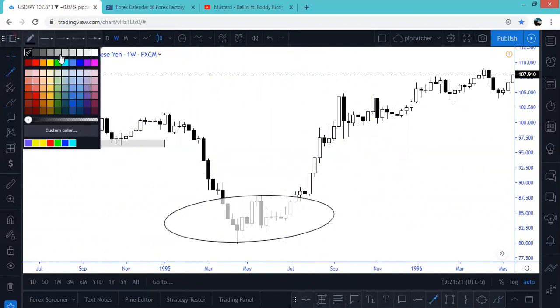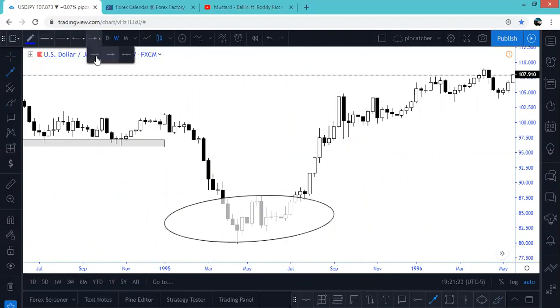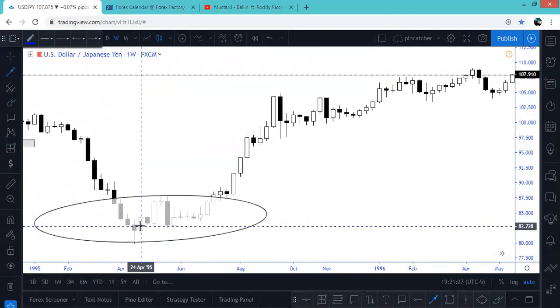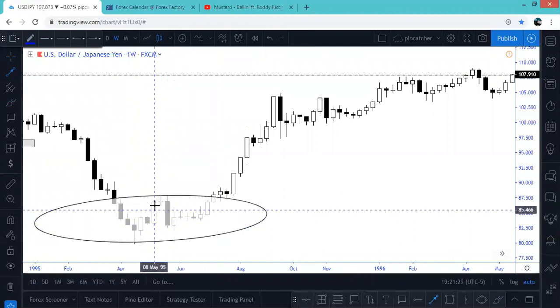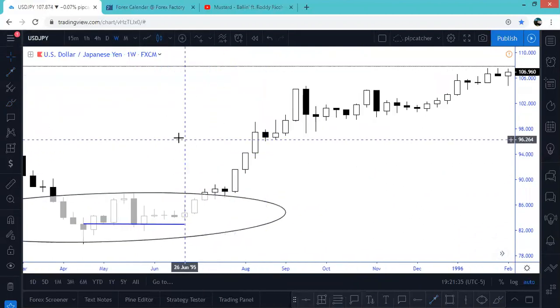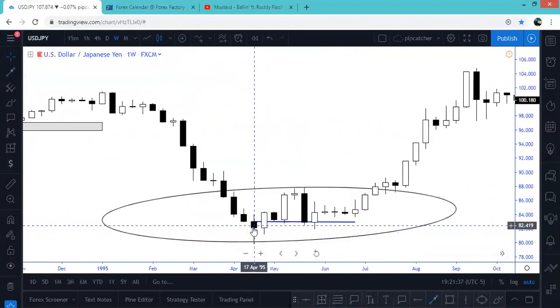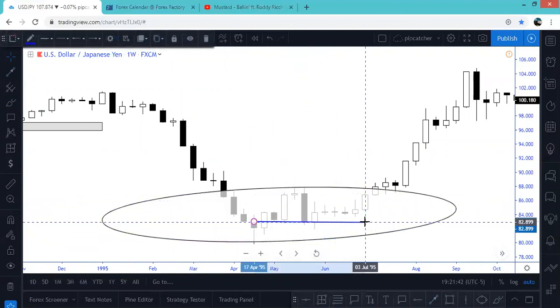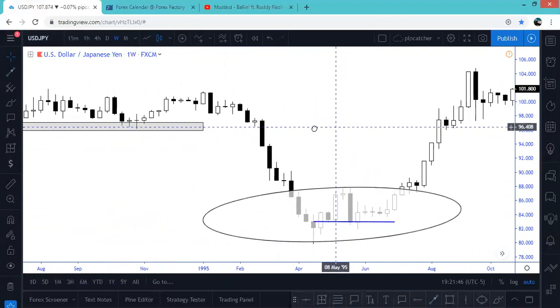So what do we look for in smart money terms? We look for the last down candle before an up move, okay? So we see this weekly area right here, right? This weekly candle, this last down candle before this up move, okay? So we put a line right there, right?